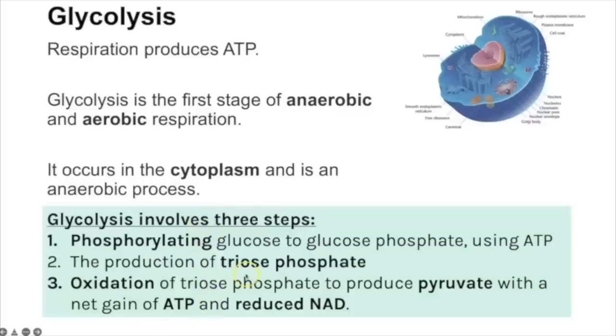First thing that happens is that glucose is phosphorylated to glucose phosphate, and that uses 2 molecules of ATP. That glucose phosphate very quickly is converted into triose phosphate, and then triose phosphate is oxidated to form pyruvate, and that produces 4 ATP and reduced NAD, which is the coenzyme used in respiration.